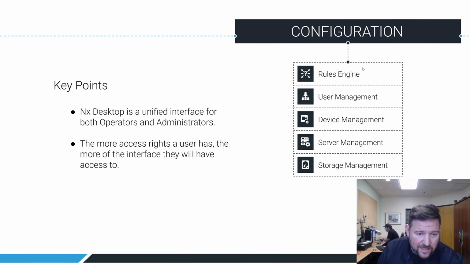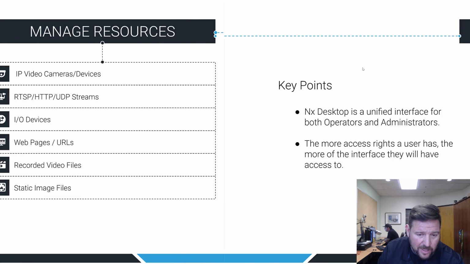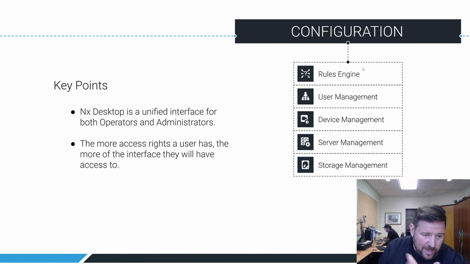In general, one last point: the more access rights the user has, the more of the interface they're going to have access to. So the lowest level of access rights is live viewer. And what that means is they can log in and view live footage from cameras you've assigned to them. The highest level is, of course, administrator. And then there's everything in between, which can be set up with custom roles.